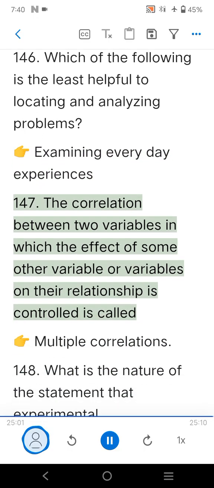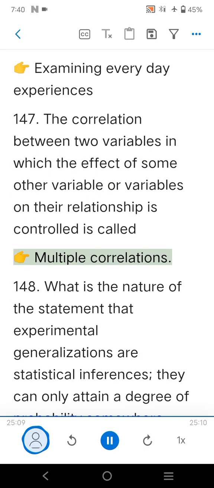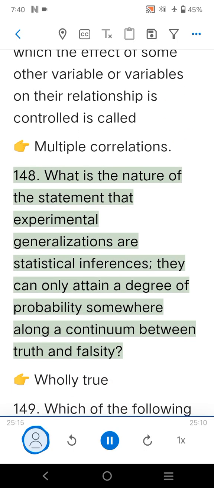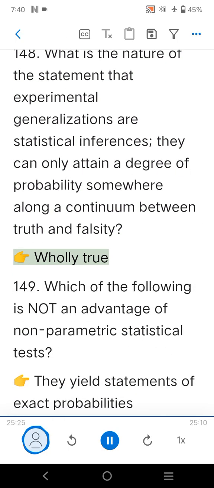147. The correlation between two variables in which the effect of some other variable or variables on their relationship is controlled is called multiple correlations. 148. What is the nature of the statement that experimental generalizations are statistical inferences? They can only attain a degree of probability somewhere along a continuum between truth and falsity. Wholly true.